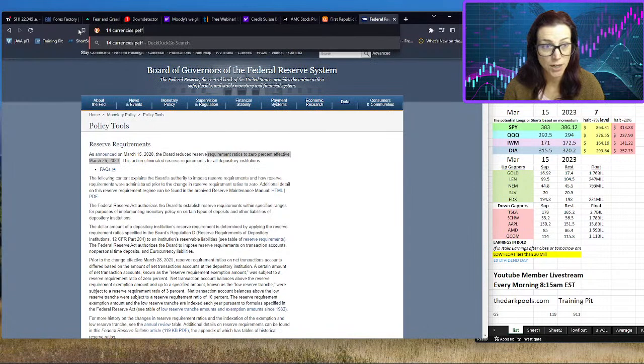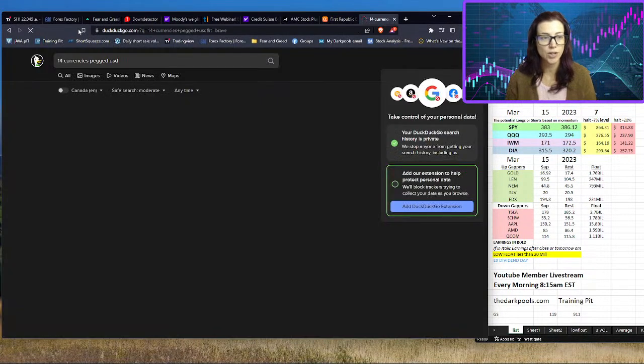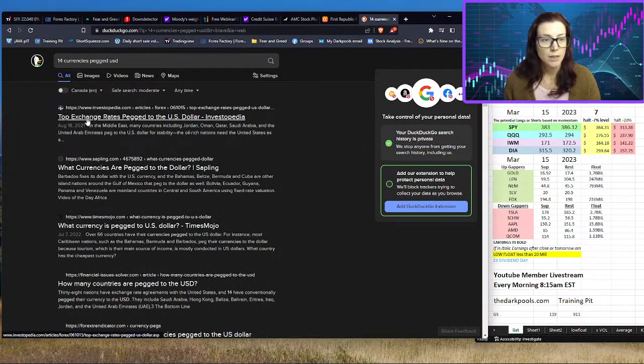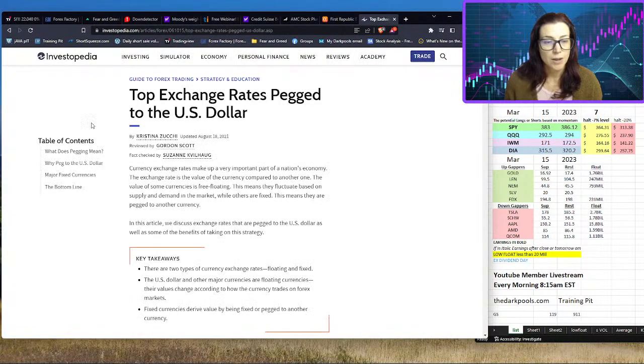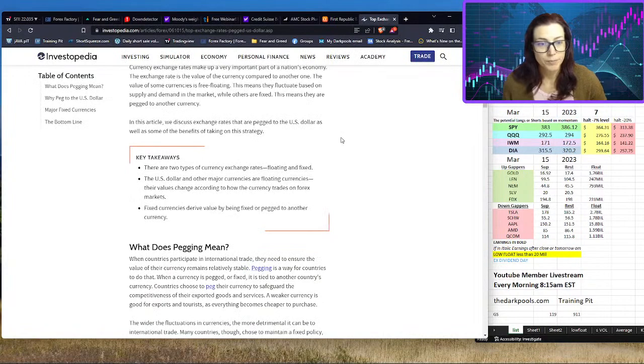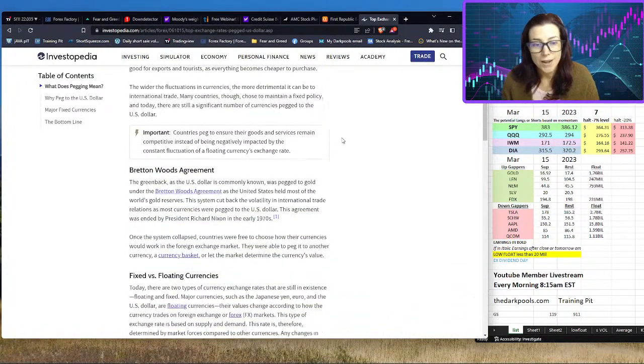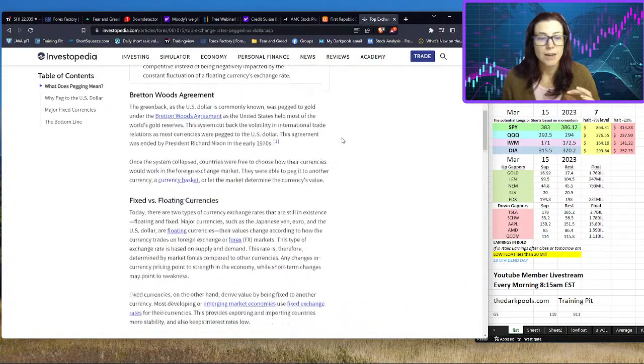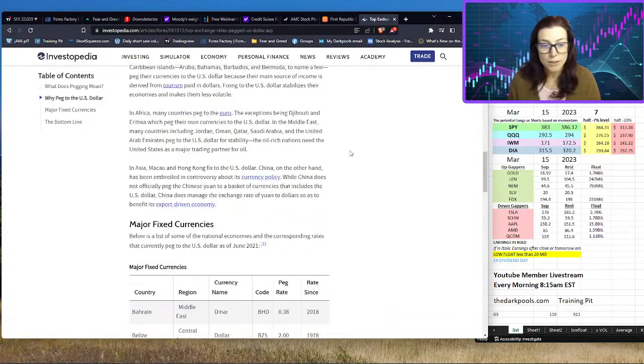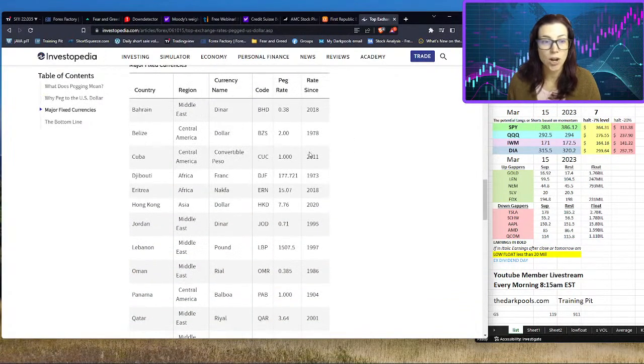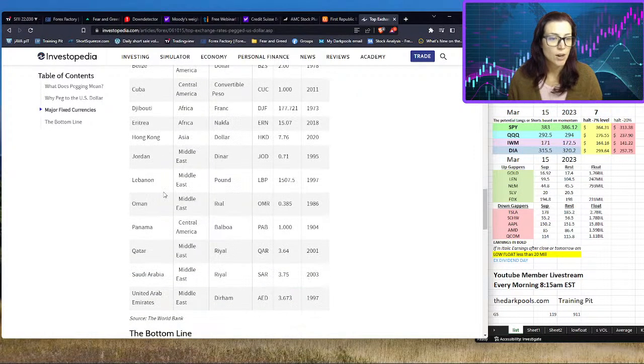There are 14 currencies pegged to the US dollar. Right? This is a little education today. There are 14 countries pegged to the US dollar. When the US dollar drops, these countries are all affected: Bahrain, Belize, Cuba, Djibouti, Eritrea, Hong Kong, Jordan, Lebanon, Oman, Panama, Qatar, Saudi Arabia, and UAE.